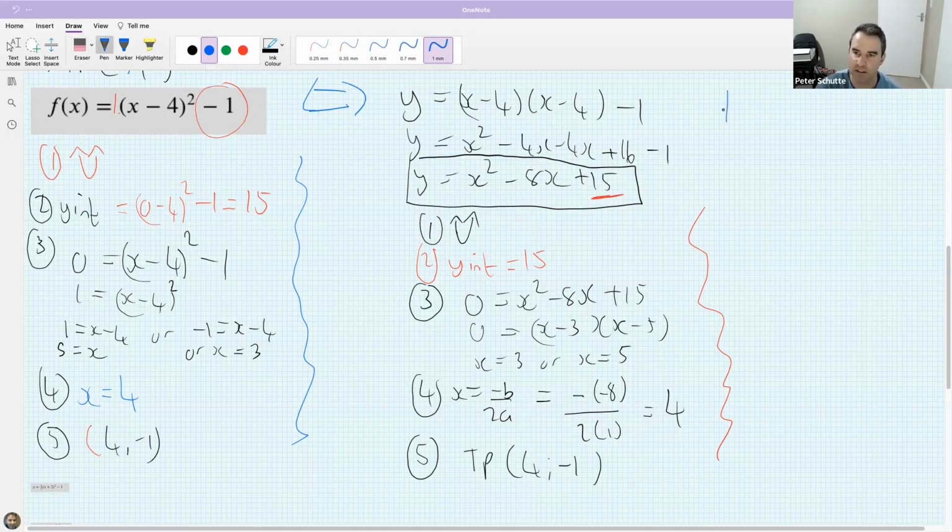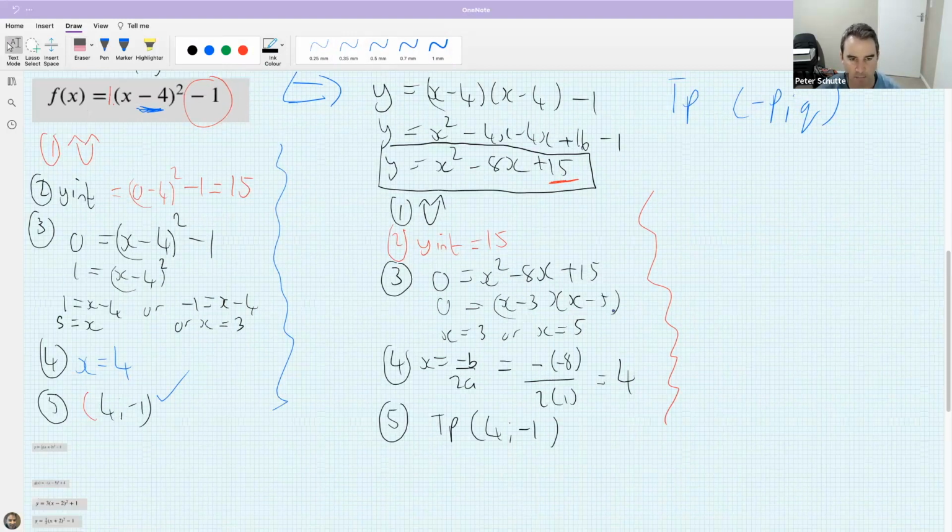Sometimes in textbooks, they say the turning point is minus p, q. So whatever the number is here, it's the negative of that. And then whatever this was is the q. So you can see that both methods will get us to the 5 things that we need. Now, for the last step, I want you to draw this graph for me. So you've got your 5 steps. I want you to draw the graph for me.